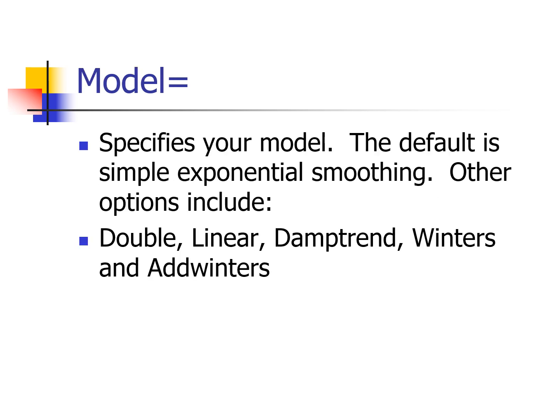The model equals statement specifies which exponential smoothing model we want to do. The default is simple exponential smoothing. But we could also do the linear that we talked about, the damp trend. We could do winters, which is like a multiplicative seasonal model. We could do additive winters, which is the additive seasonal model.